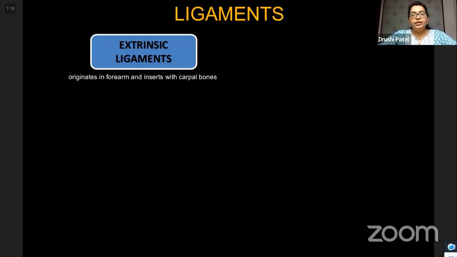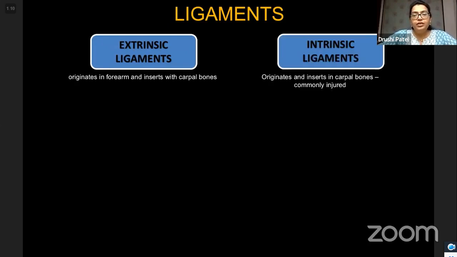Let's start with the ligaments. So ligaments, there are extrinsic ligaments of the wrist and the intrinsic ligaments of the wrist. What are extrinsic ligaments? They originate from the forearm and insert into the carpal bones, whereas the intrinsic ligaments are the ones which originate and insert onto the carpal bones.